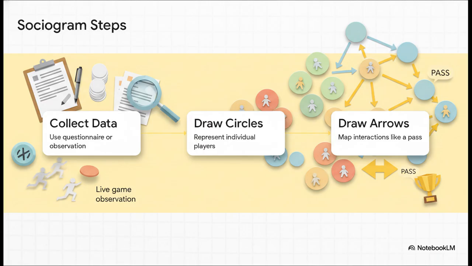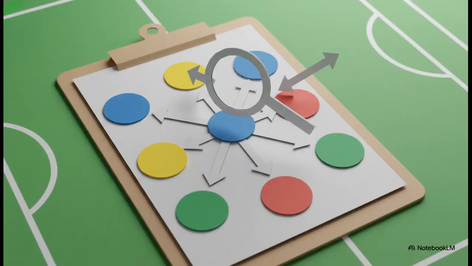Step 1. Collect your data. You can either use a questionnaire, literally just asking players who they like playing with, or use live game observation, like our ultimate frisbee hack. Step 2. Draw circles on a piece of paper to represent the individual players. And step 3. Draw arrows between those circles to represent interactions. So if player A passes to player B, you just draw an arrow from A to B. It's really that straightforward.